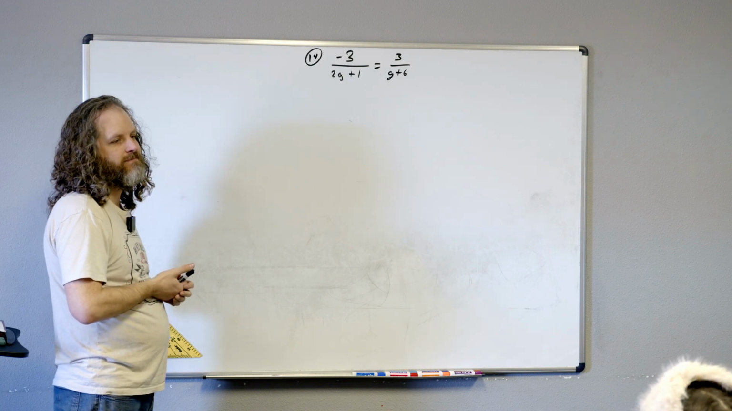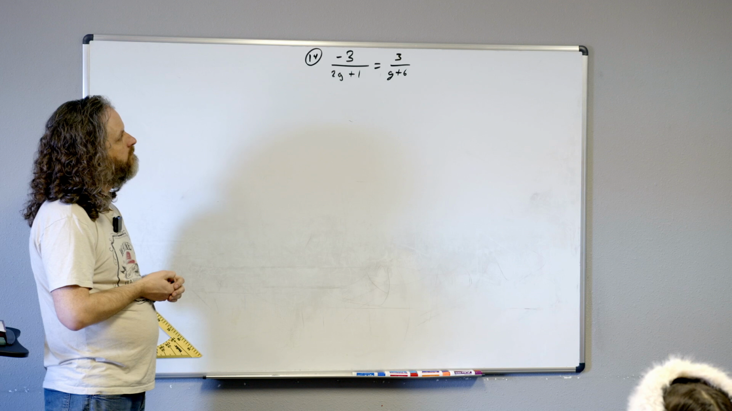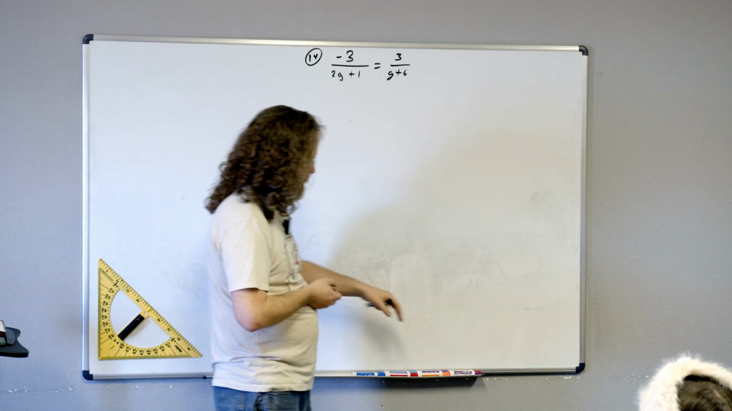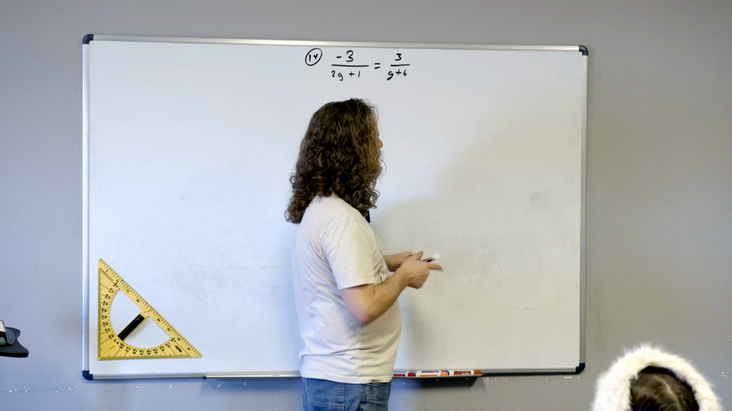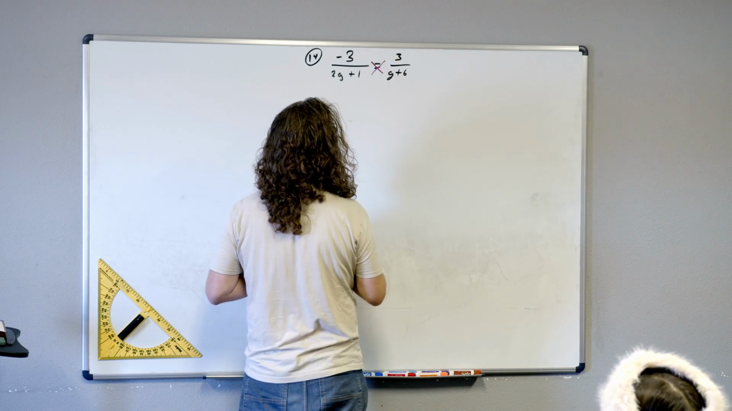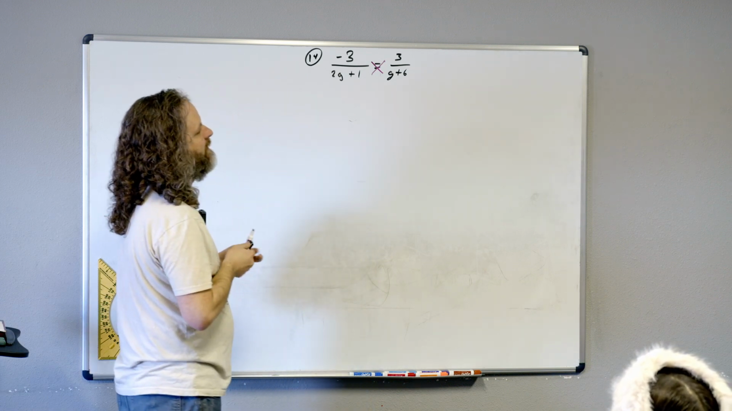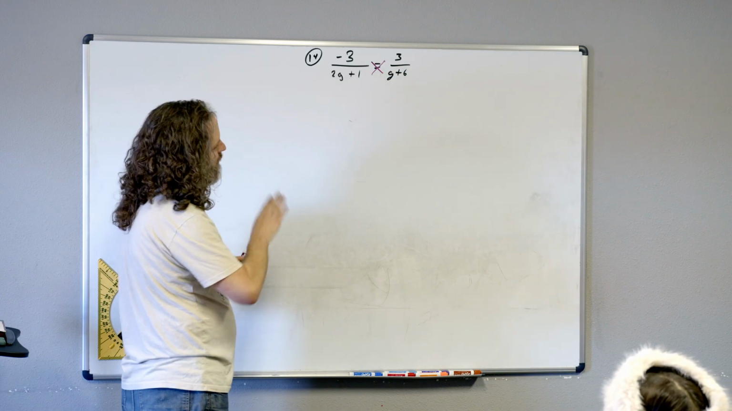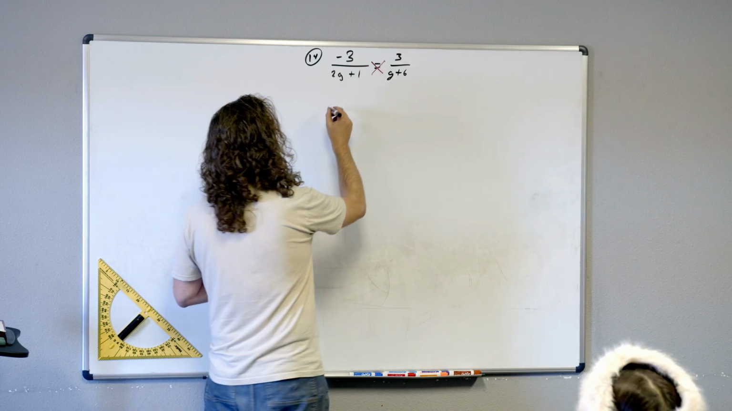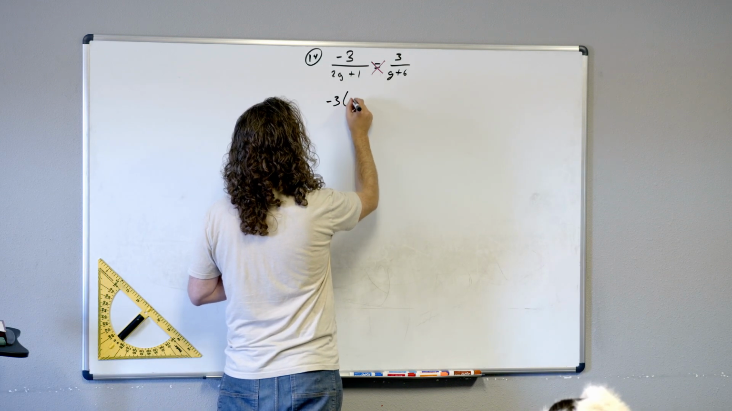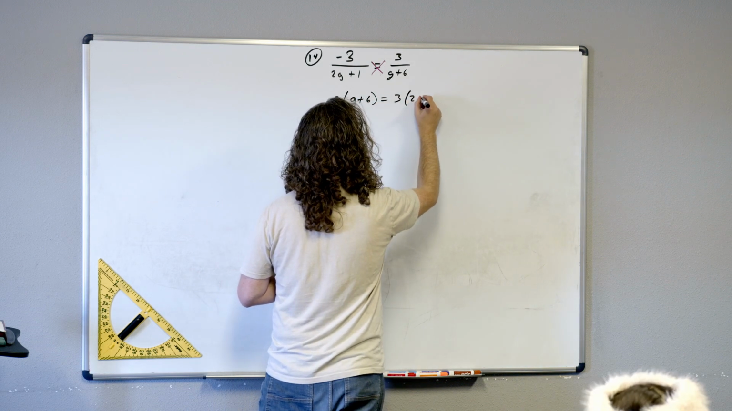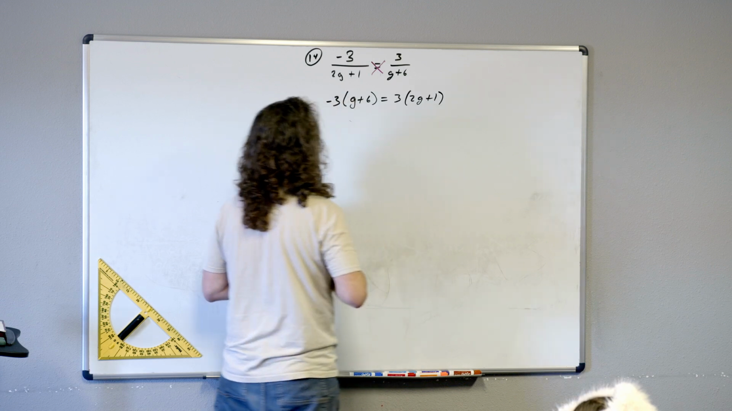Kinda. Multiply by 2g plus 1 and goes to the other side, and g plus 6 also multiply and goes to the other side. Since there's an equals in the middle, not a times, we cross multiply. Don't get it twisted. You multiply fractions straight across, but there's an equals there, not a times. So that turns into negative 3 times g plus 6 equals 3 times 2g plus 1, right?